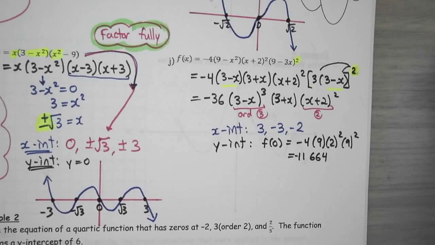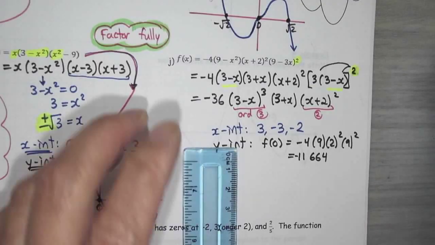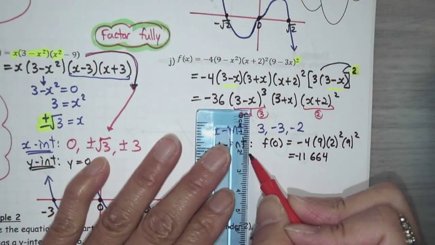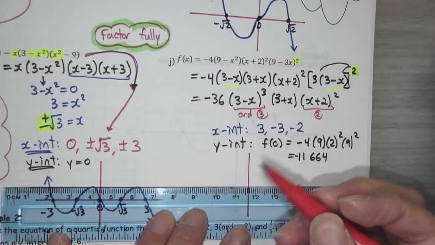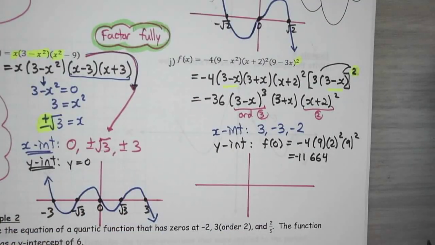But those factors were all good, right? I got 3, 3, and negative 2. And then the y-intercept went crazy. But that's good. It's all good because of the exponential, right? It grows fast. Okay, so we got that. So I'll draw my axis. Again, we're not drawing negative 11,000 tick marks. We're just drawing the shape. Here we go.